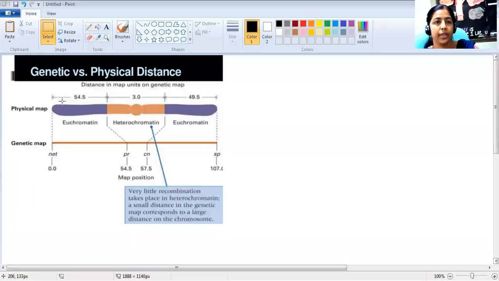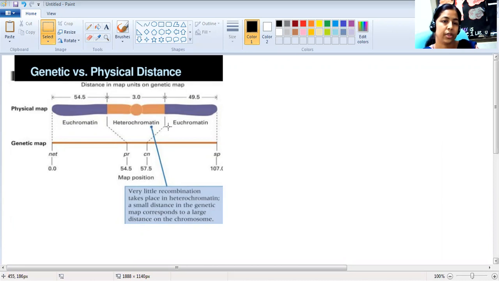So here you can see the genetic versus the physical distance. The physical map, when we say it, is here the heterochromatin, and the distance of the map using the genetic maps. Here you can see these are the genetic maps for the physical distance and the map position. Actually, that means a very little recombination takes place in the heterochromatin part.